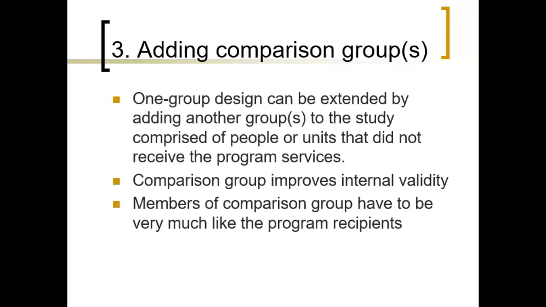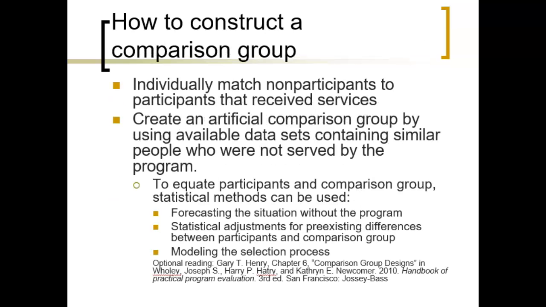Initial differences between the two groups, such as self-selection or motivation, have to be taken into account in the analysis and reporting of the findings. To create a comparison group, an evaluator could individually match non-participants to participants based on all factors that could impact the outcome. An evaluator could also create an artificial comparison group by using available datasets.